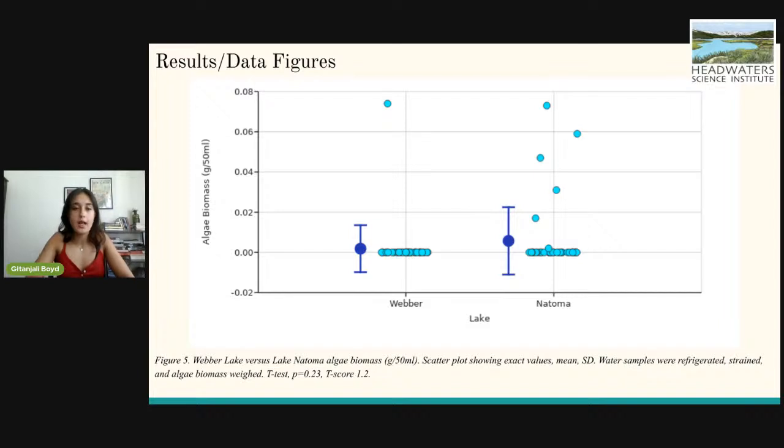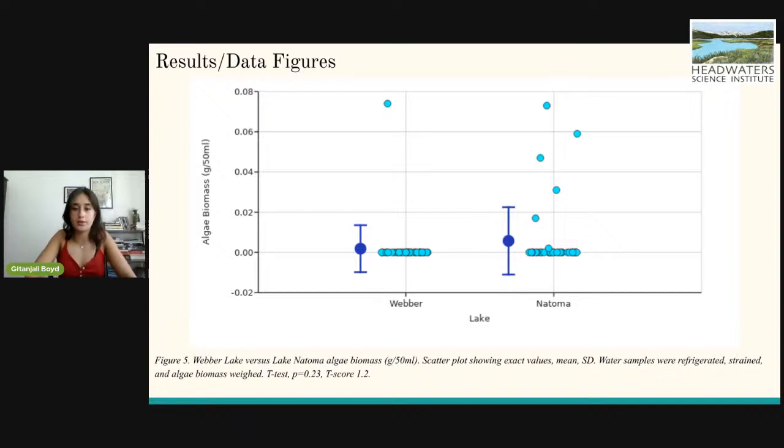I ran similar tests when comparing the lakes' algae biomass values, and again, when it was just lake versus algae biomass, I got a p-value of 0.23, which indicates a lack of confidence in statistical significance. But upon adding depth as a third variable into this experiment, I got a p-value of 0.15, which indicates stronger confidence in statistical significance.